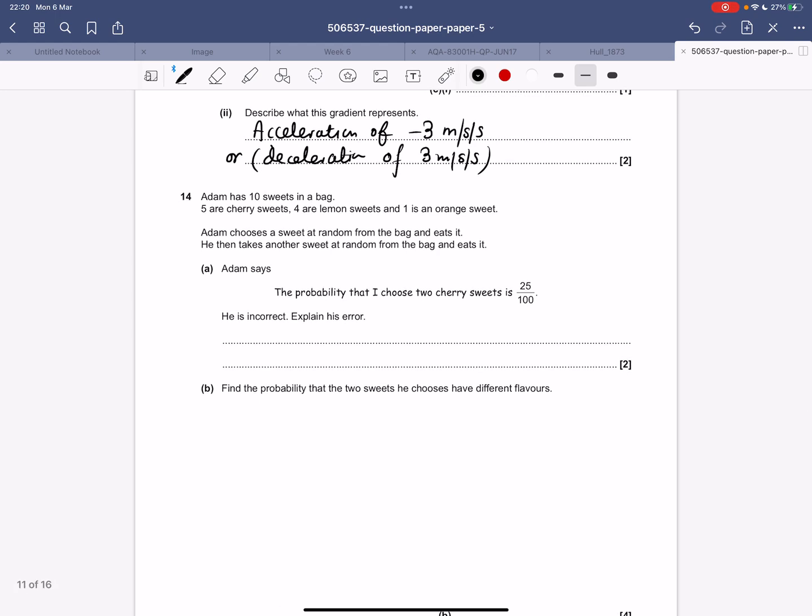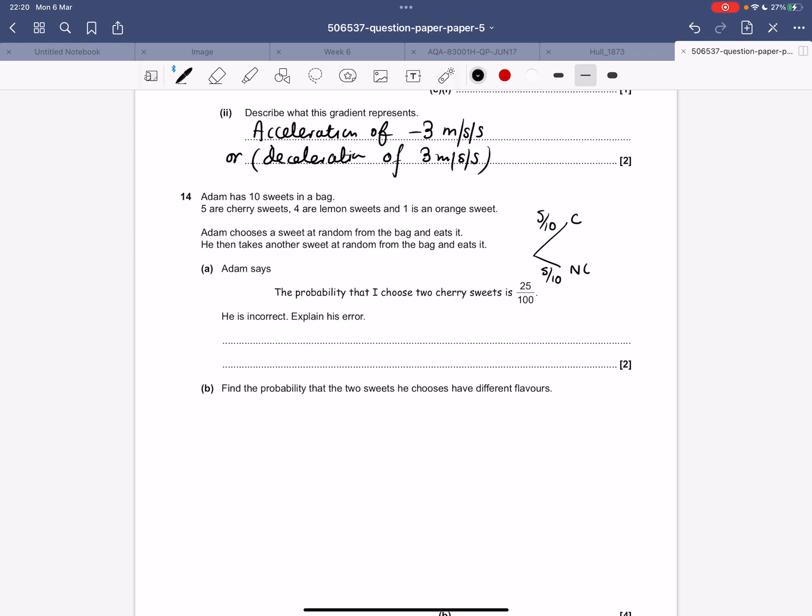Right, question 14. Adam has 10 sweets in a bag: 5 cherry, 4 lemon, 1 orange. Adam chooses a sweet and eats it, and then he takes another sweet and eats that. Adam says the probability that he chooses 2 cherry sweets is 25 out of 100. He's incorrect. Explain his error. Okay, so you can either have a cherry or no cherry. That's 5 out of 10 for cherry, and 5 out of 10 for no cherry.